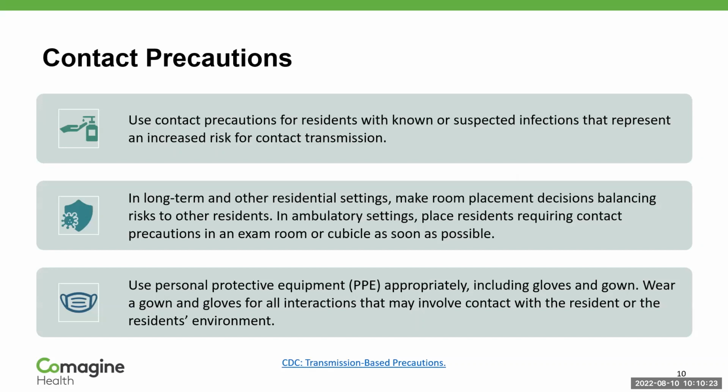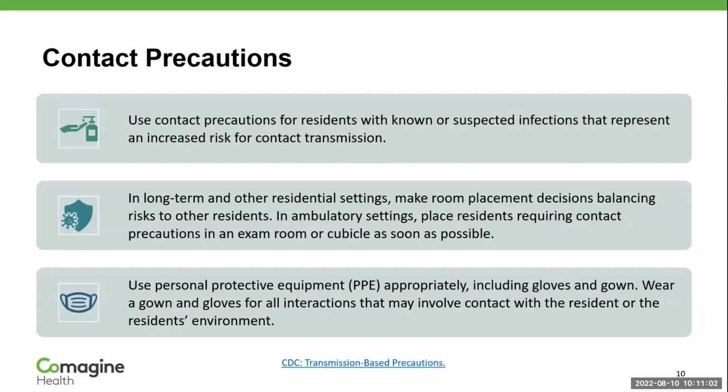So contact precautions, you want to use these for residents who have known or suspected infections, so that, as I had said before, you can decrease the risk of transmission through contact. In long-term and other residential settings, make room placement decisions balancing the risk to other residents. In ambulatory settings, if any of you are working in ambulatory settings, you need to place those residents or individuals requiring contact isolation in an exam room or a cubicle away from other residents or people as quickly as possible.